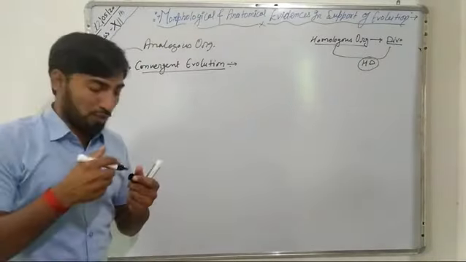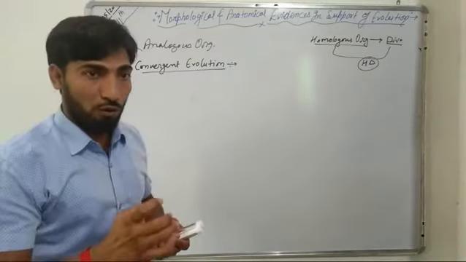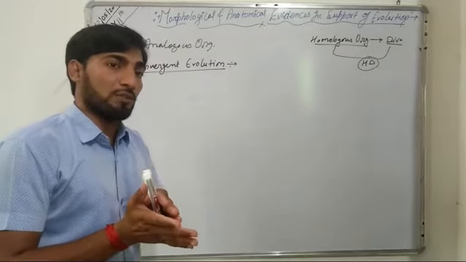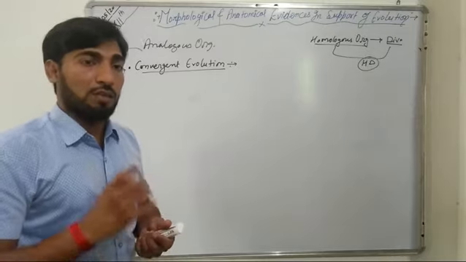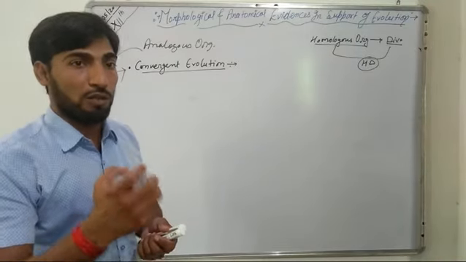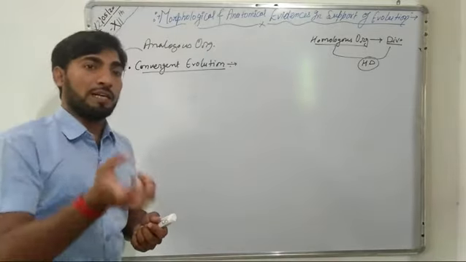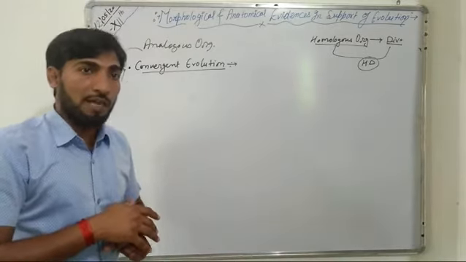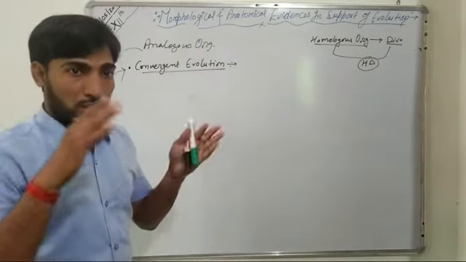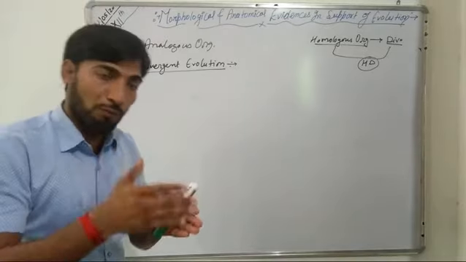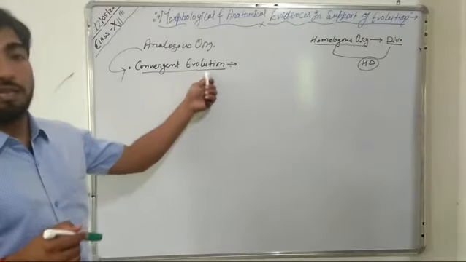Now what is this convergent evolution? Convergent evolution means that different organs having different structure and origin, in organisms living in the same habitat and the same environmental conditions, converge to perform a similar function. That type of evolution is known as convergent evolution.